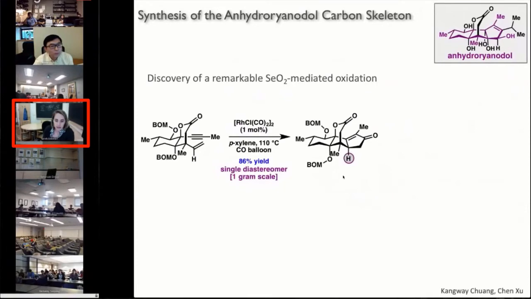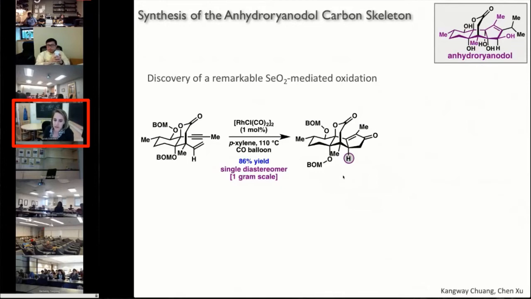If you go on to the next slide, what we ended up finding was that we could indeed prepare this enyne, and that this was a very good substrate for a rhodium-catalyzed Pauson-Khand reaction. We can use only 1 mole percent catalyst, and at that type of catalyst loading, it actually becomes cost competitive with some of the stoichiometric metals that are often used. The products form in good yield as a single diastereomer. We've done this on reasonable scale.